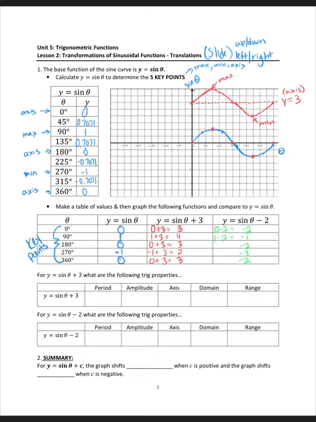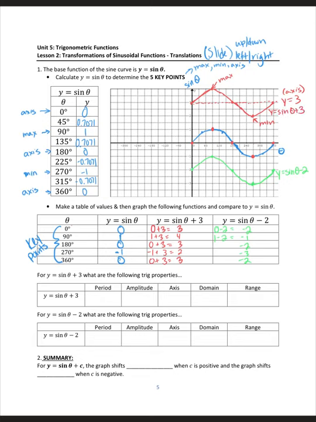Okay, so at 0 now, I'm going to plot a point at negative 2, then at 90, at negative 1, at 180, back down to that negative 2, at 270, we're going all the way down to negative 3, and at 360, we're back up to negative 2. So let's just label these two so that if you look back on your notes, you know which graph belongs where. So this is y equals the sine of theta minus 2. And then this graph up here was y equals the sine of theta plus 3.